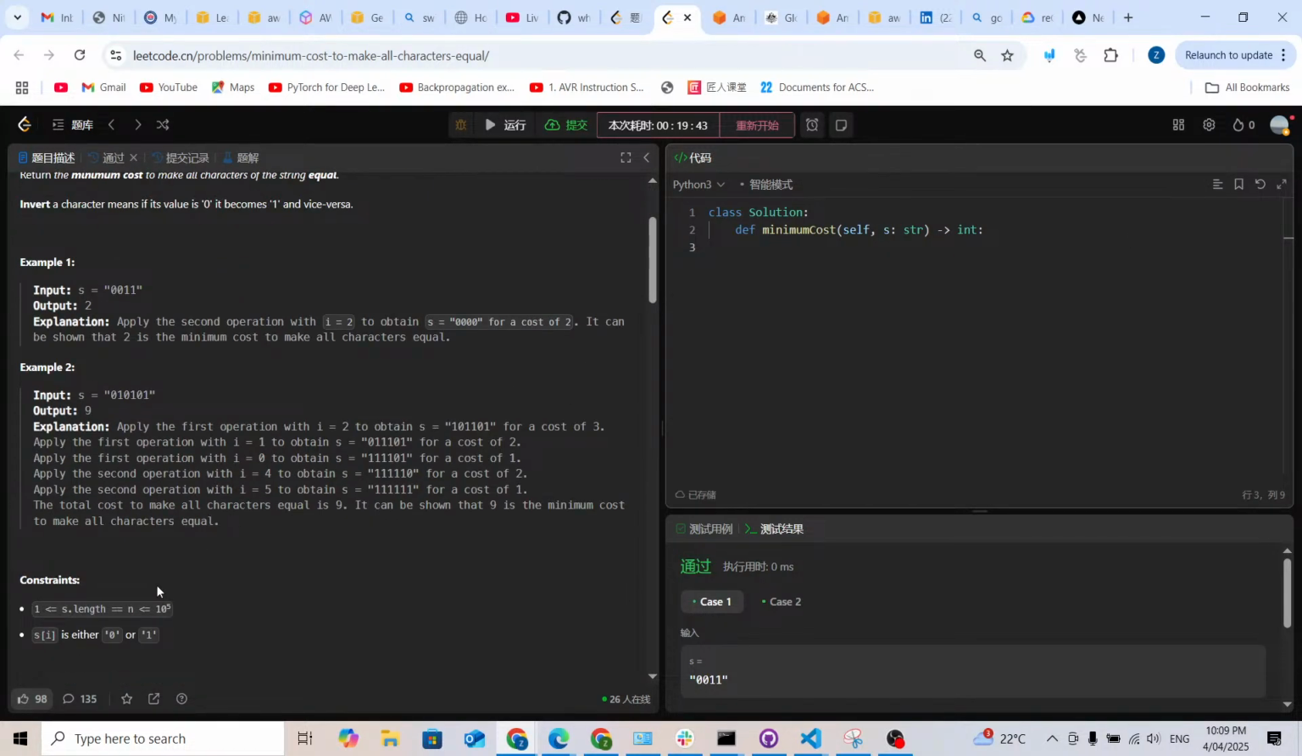The length of the string is up to 10 to the power 5. This means maybe we can solve it in O(n) time, definitely. Maybe n log n time. But for this problem, it is a string, so definitely it is not n log n. We don't need to sort it. Definitely it's going to be O(n) time.